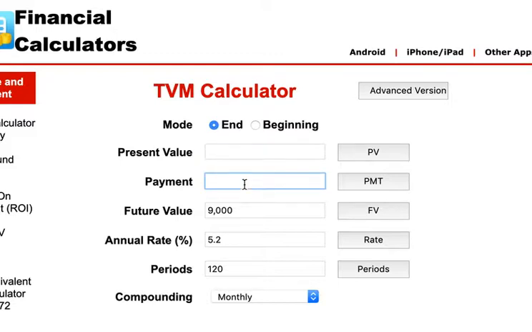The payment means, are you making monthly payments? And in this case, you're not. The interest rate is 5.2%. And this is the period. So it's compounded 120 times. And we want to find out what is the present value. So the present value is, what was it at the beginning? And we just figure it out. It's all about understanding where the numbers go.